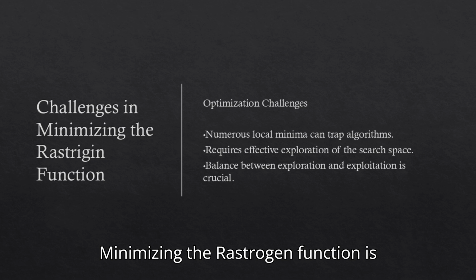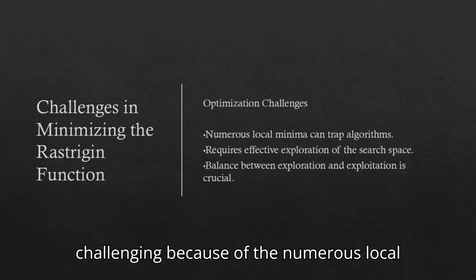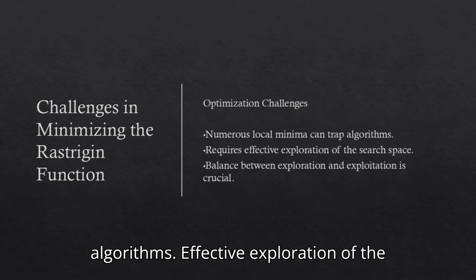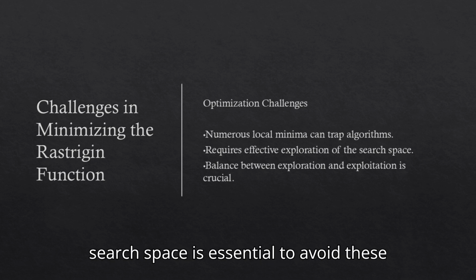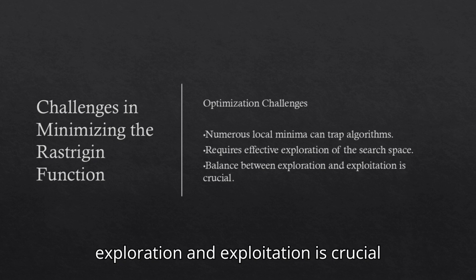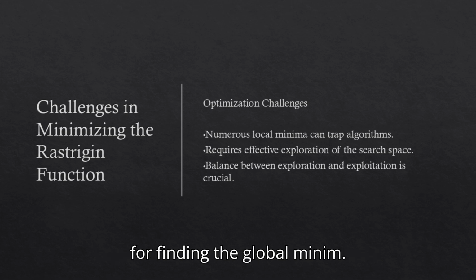Minimizing the Rastrigin function is challenging because of the numerous local minima that can trap optimization algorithms. Effective exploration of the search space is essential to avoid these traps. Achieving a balance between exploration and exploitation is crucial for finding the global minimum.